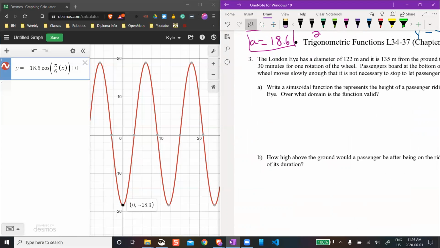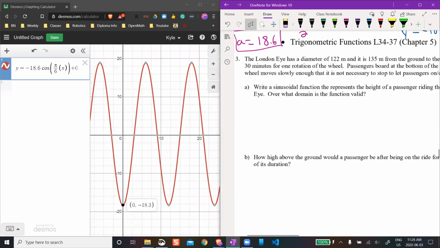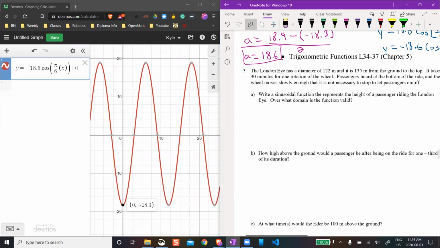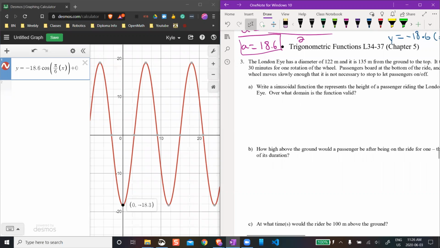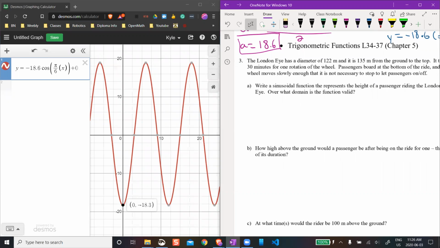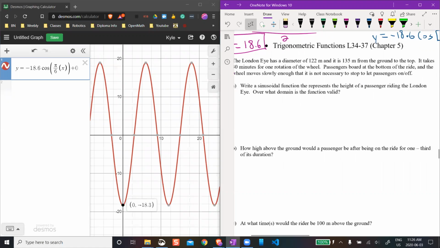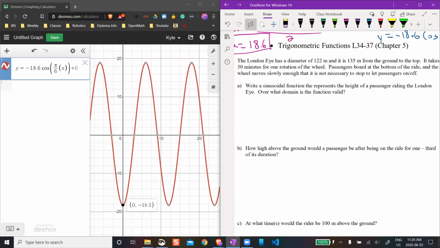Okay, number 3. The London Eye has a diameter of 122 meters, and it is 135 meters from the ground to the top. It takes 30 minutes for one rotation of the wheel. Passengers board at the bottom of the ride, and the wheel moves slowly enough that it is not necessary to stop to let passengers on or off. So it says, write a sinusoidal function to represent the height of a passenger riding the London Eye. Over what domain is the function valid?